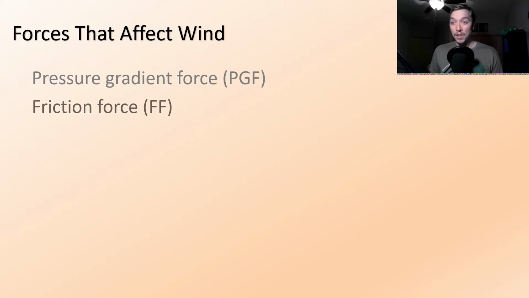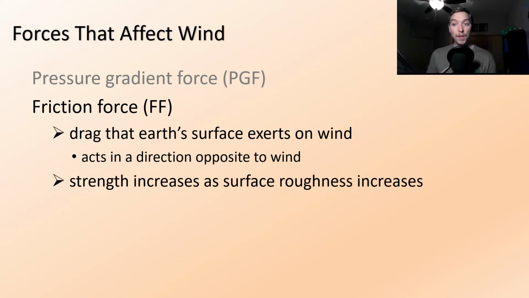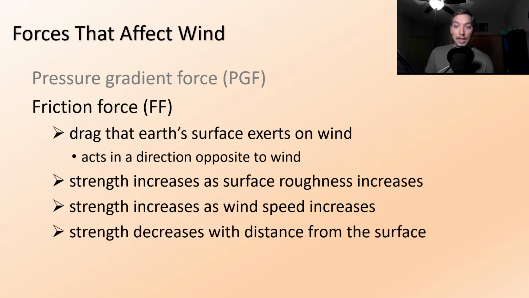Now, the next major force affecting wind is the force of friction working against wind. So Earth's surface exerts a drag force in the opposite direction to that which the wind is blowing in. The strength of that drag increases as roughness increases. It also increases as wind speeds increase, and it decreases with distance from the surface.